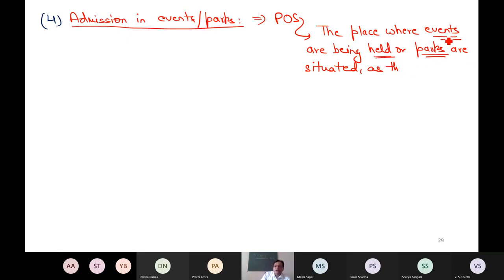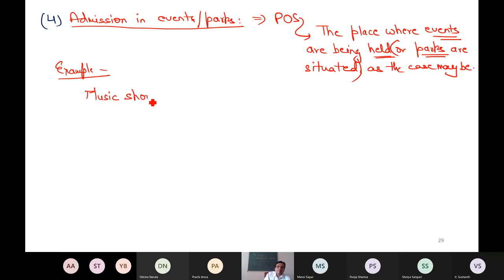For events, I cannot say that events are situated. So that is why I am writing it separately. Otherwise, the concept is same as the case may be. So that we have to decide which language is suitable in that context. Example: music show is being held.